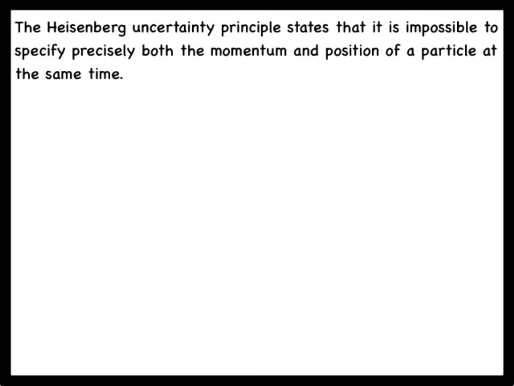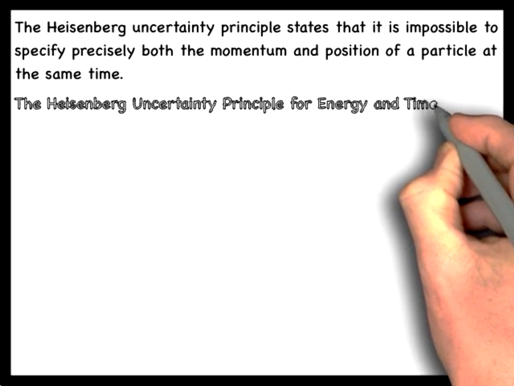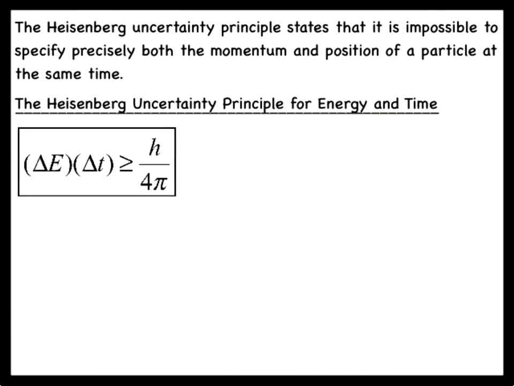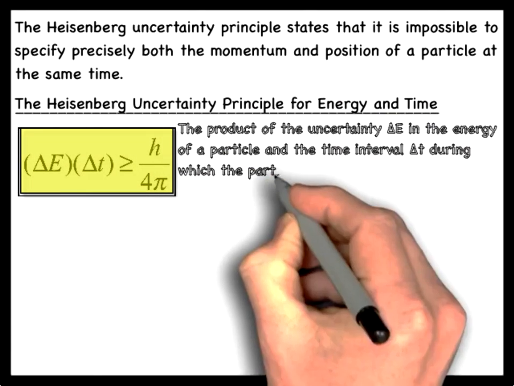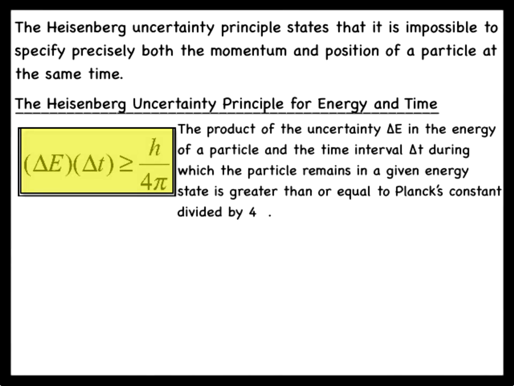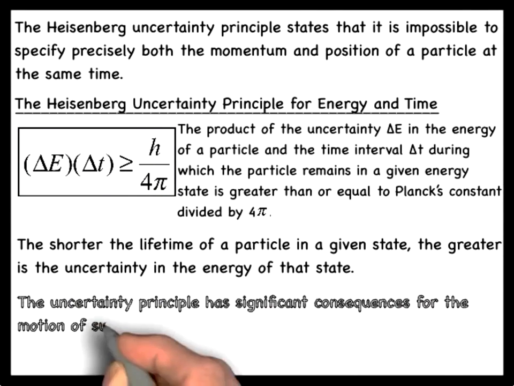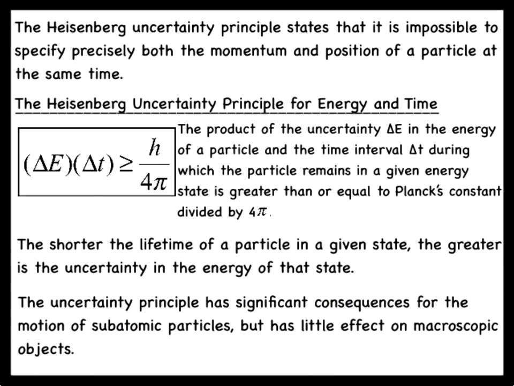There is also an uncertainty principle that deals with energy and time. The product of the uncertainty delta E in the energy of a particle and the time interval delta t during which the particle remains in a given energy state is greater than or equal to Planck's constant divided by 4 pi. Therefore, the shorter the lifetime of a particle in a given state, the greater is the uncertainty in the energy of that state. The uncertainty principle has significant consequences for the motion of subatomic particles, but has little effect on macroscopic objects.